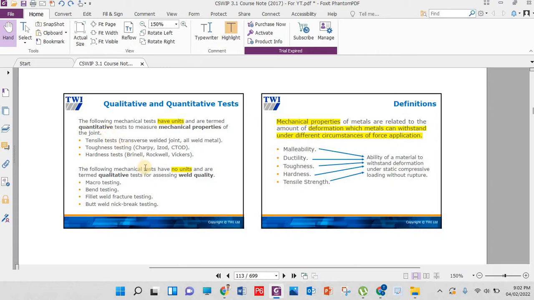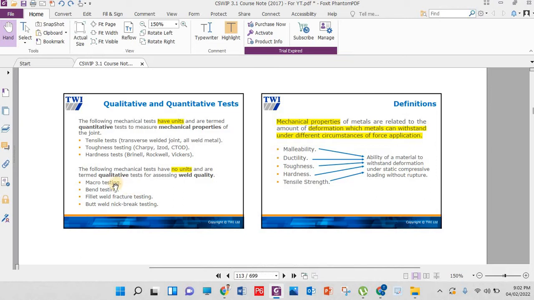Quantity means 1, 2, 3, 4, these are the units. Though qualitative, if there is no unit, then those tests are known as qualitative, meaning to check the quality. You got my point? If I go to the shop to purchase some quality things, then there are no units. These are only the quality which needs to be checked.